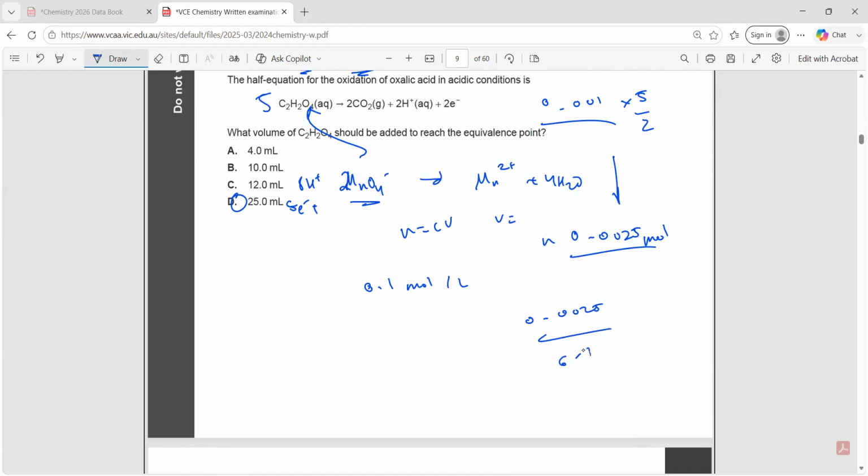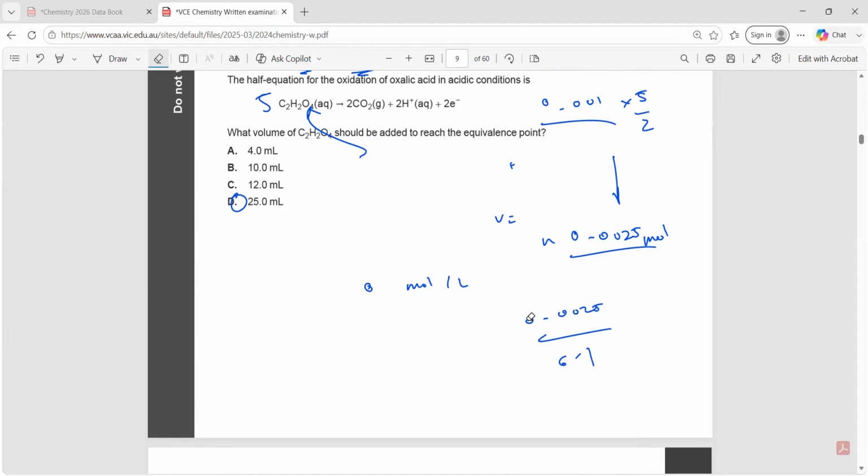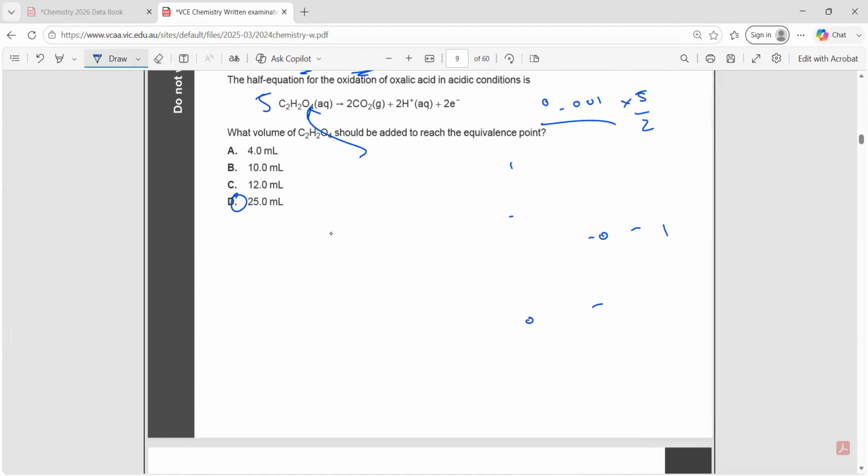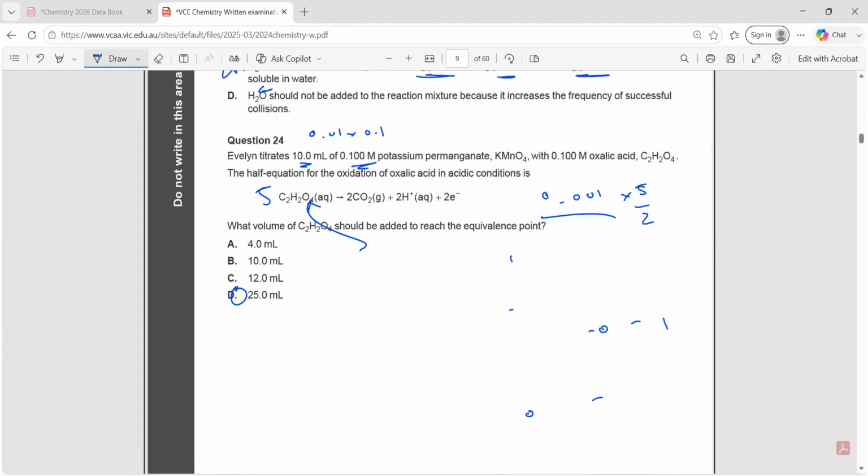0.0025 divided by 0.1. Sorry, I went through that pretty quickly. Pretty much, they've given you the half reaction. You need to figure out the molar ratio between C2H2O4 and potassium permanganate, which is that.